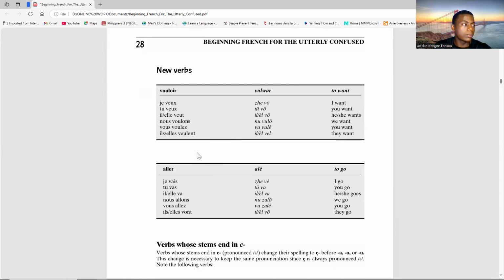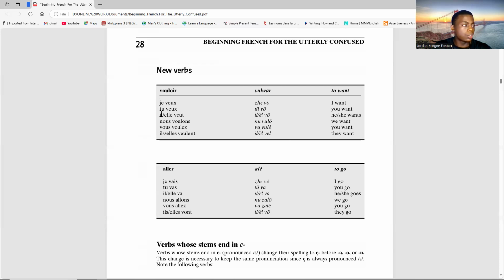And here we have a couple of verbs. Vouloir, in English to want. How is it conjugated? Je veux means I want. Tu veux means you want. Il veut means he or she wants. Nous voulons, we want, vous voulez, you want, ils veulent, they want.